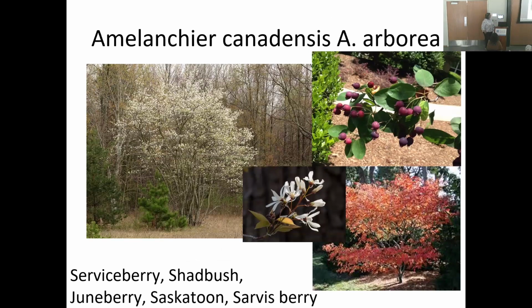Okay, about to go too fast. So these are the two different plants I'm going to talk about, Amelanchier canadensis and Amelanchier arborea. The canadensis is a shrubby plant. The arborea is a tree. They're both referred to as serviceberry, shadbush, juneberry, saskatoon, or sarvisberry. So if you were from the western part of North Carolina, you would call it sarvisberry.